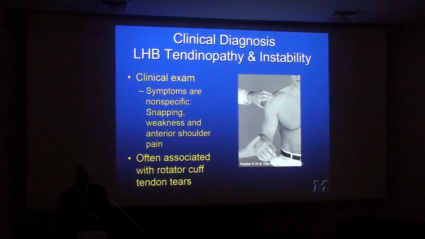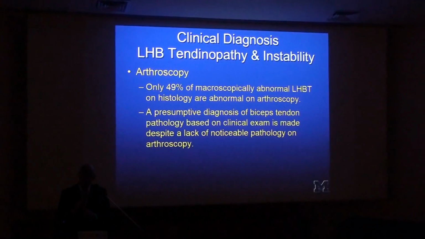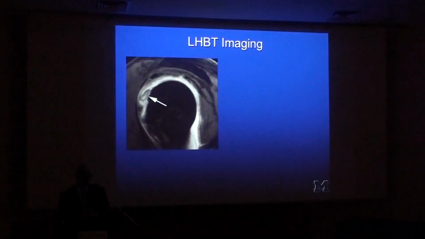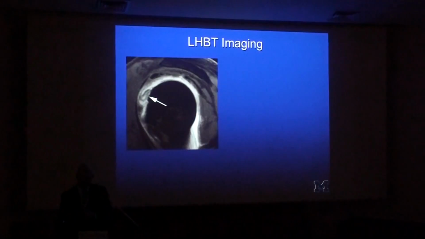We're good? All right. And to make things even a little more difficult, on arthroscopy, only about 50% of pathologically proven abnormal long head biceps tendons are identified on arthroscopy. So they go in and it looks like a normal tendon. What will happen oftentimes, they'll make a presumptive diagnosis of long head biceps tendon pathology based on the pre-surgical examination. If they have abnormal anterior shoulder pain, they have a concern for a long head biceps tendon pathology, they may remove it even if it looks normal on arthroscopy. And that's where imaging comes into play.